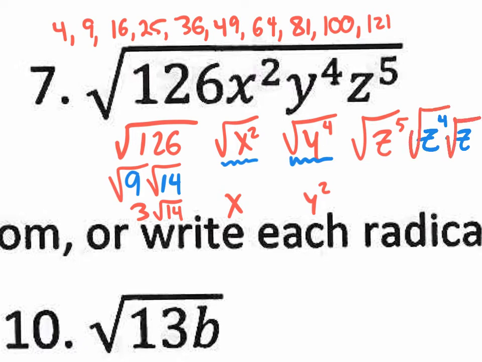And then that way, I could actually do the square root of z to the 4th. That's just z to the 2nd. It's like dividing 4 by 2. And then the square root of z, that just comes down. And now all of this is my answer. All of these guys are my answers, but I need to organize it.